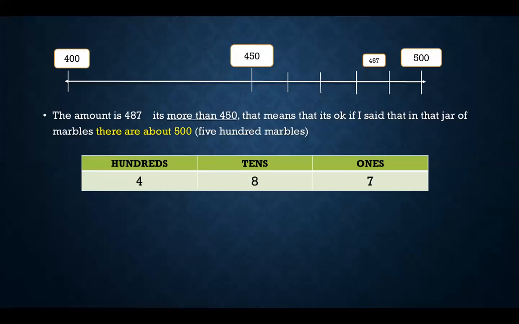So the amount is 487. It's more than 450. That means that it's okay if I say that in that jar of marbles, there are about 500 marbles, okay? It's okay if we say that.